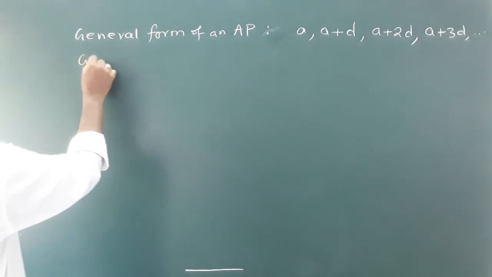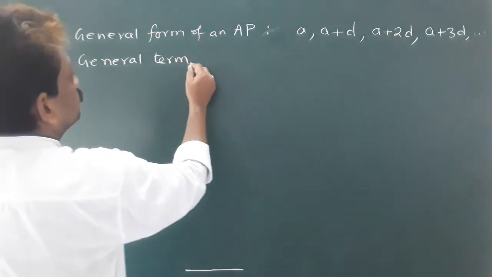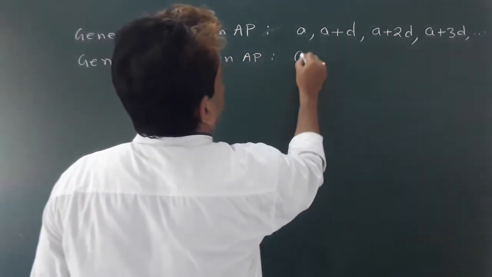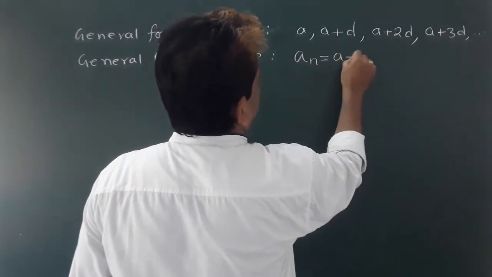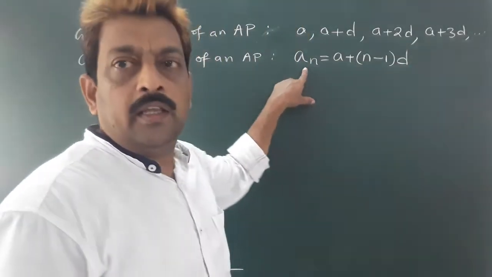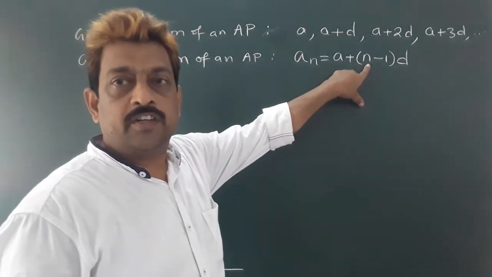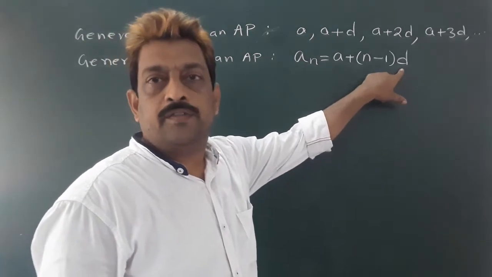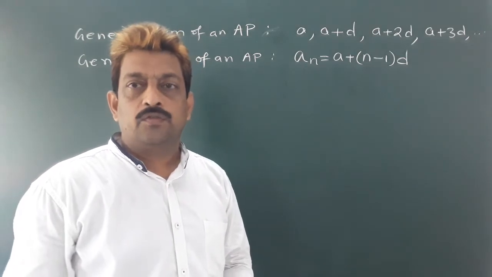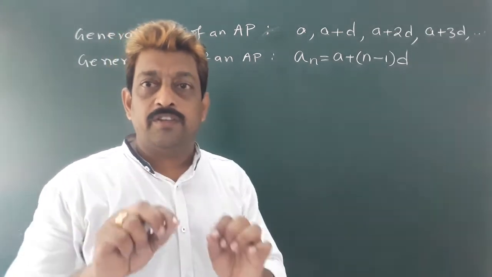And the general term of an AP is given by the formula a_n equals a plus (n minus 1) d, where a_n is the nth term, a is the first term, n is the number of terms, and d is the common difference. Based on these two things, we have solved a few problems. Today we shall do some more problems based on this, but a little bit different.